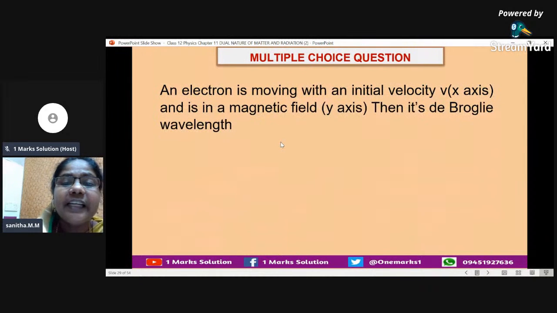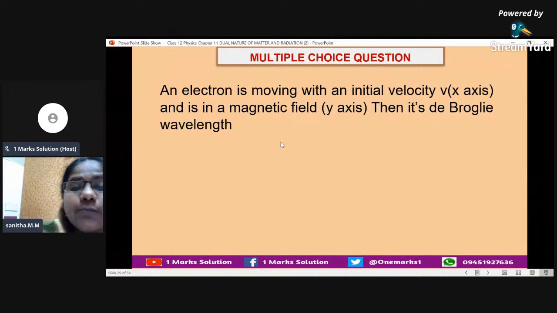An electron is moving with an initial velocity v, that is along x-axis. If it is x-axis, or you can put I cap. What is I cap? You know that. It is along the x-axis. You have studied last year also. And is in a magnetic field y-axis. Y-axis means j cap. Then its de Broglie wavelength. So an electron is moving with an initial velocity v and it is inside a magnetic field.